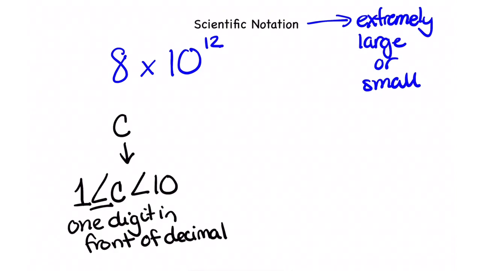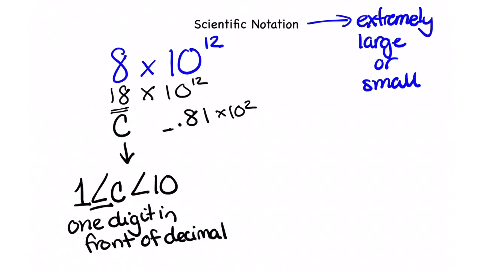So if I had 18 times 10 to the 12th power, it wouldn't count. That is not scientific notation because I have 2 numbers in front. So it has to be greater than or equal to 1, but less than 10. If I had 0.81 times 10 to the 2nd power, that also wouldn't count because I need 1 digit, just 1, in front of that decimal. So that's the first thing.